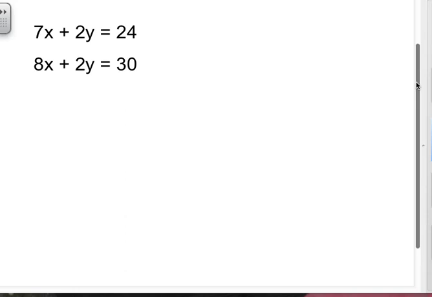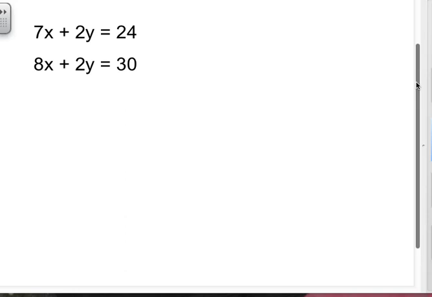I need to do some work on this one to make those y's eliminate. Yes, yes, yes. One of those positive 2y's needs to become a negative 2y, or a minus 2y. Now, it doesn't really matter which one you do. I'm going to focus on the top equation.